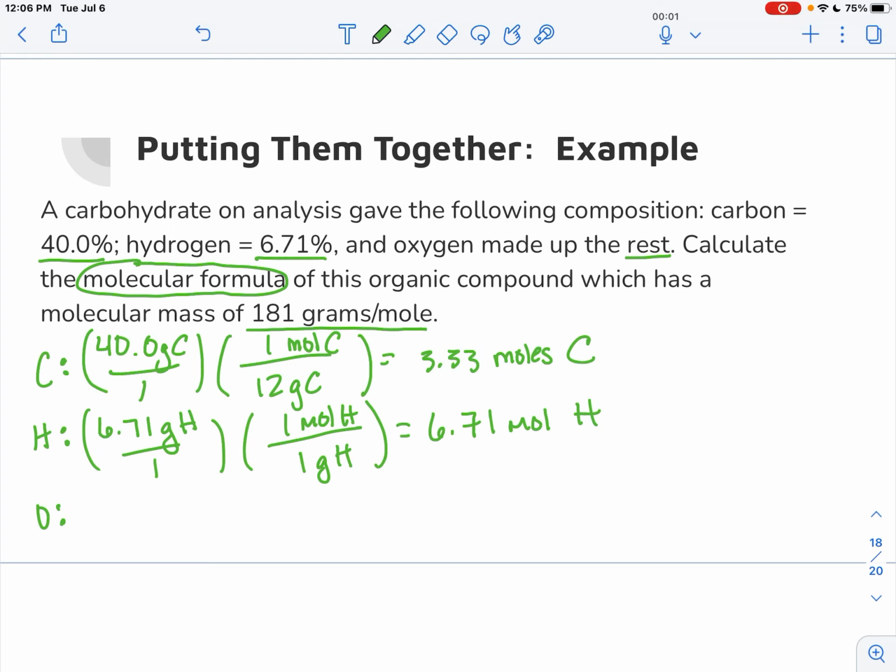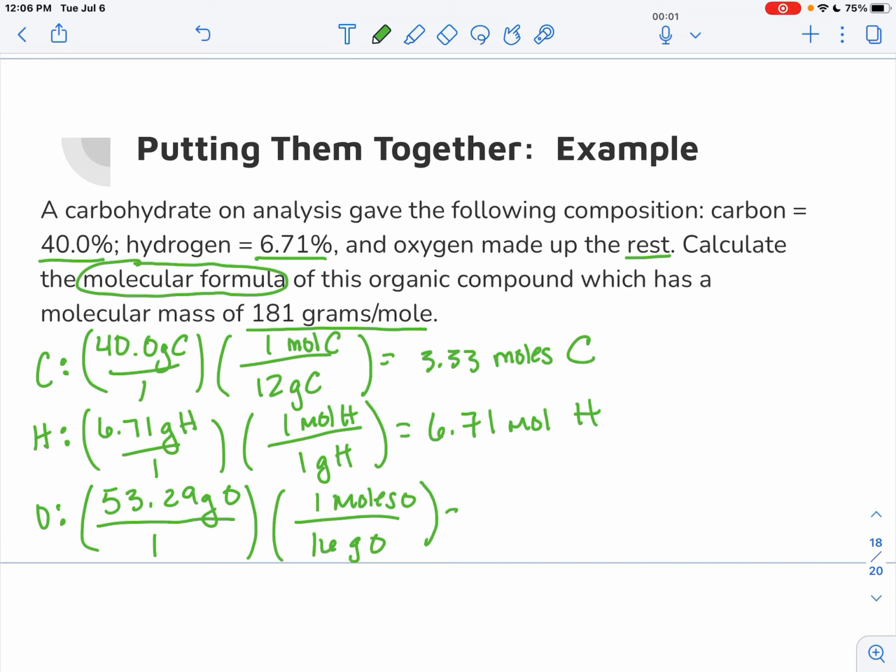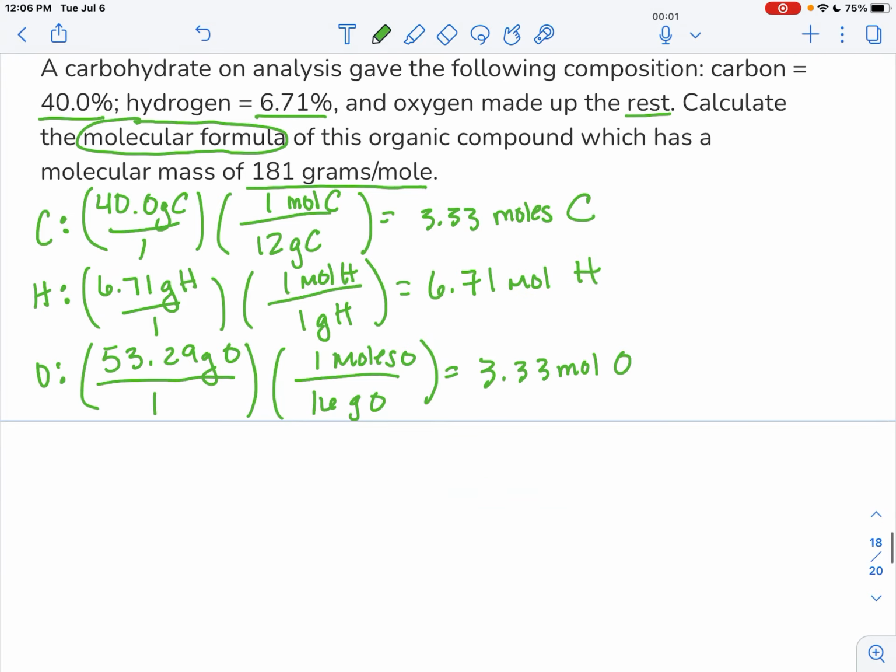Remember, you're going to want these to add up to 100%. So you would take 100 and then subtract 40 and then subtract 6.71. Okay, when you do that, you get 53.29 grams of oxygen. So you use that number to get your moles of oxygen. So there's our step number 2 under those empirical formula steps.